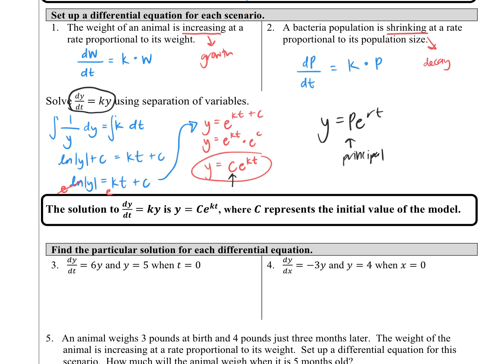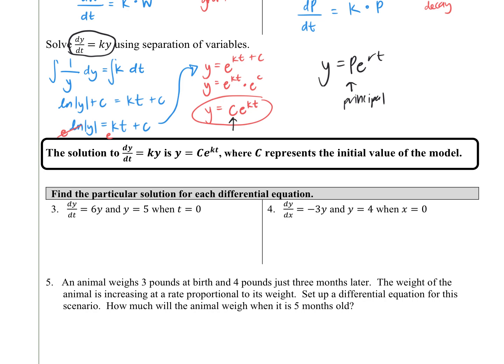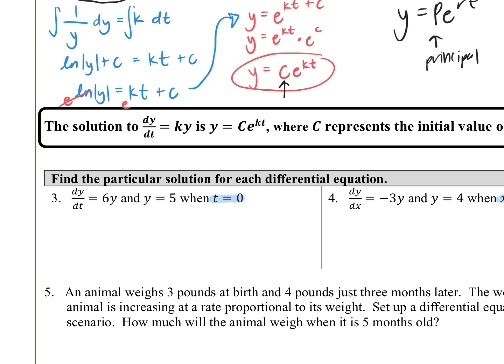All right, so let's look at this in action here. The first two, you're given differential equations, and you are also given a point, y equals 5, t equals 0, and y equals 4, x equals 0. The thing that's important to note here is the equals 0 piece. That's going to tell me my initial condition, right? So my initial condition when t equals 0 is going to be 5. So that means that c is going to equal 5.